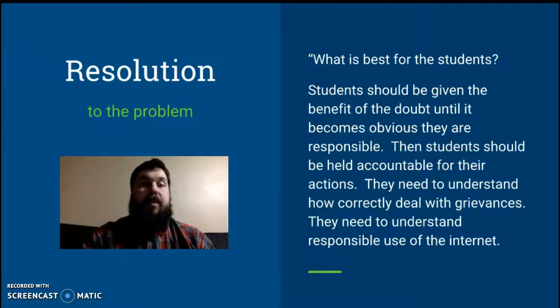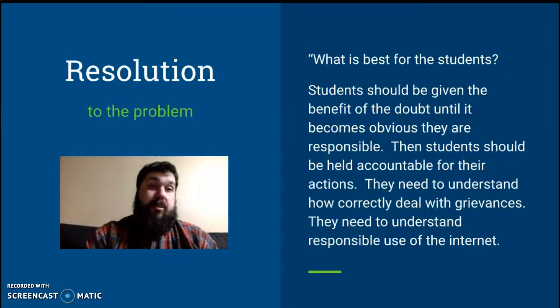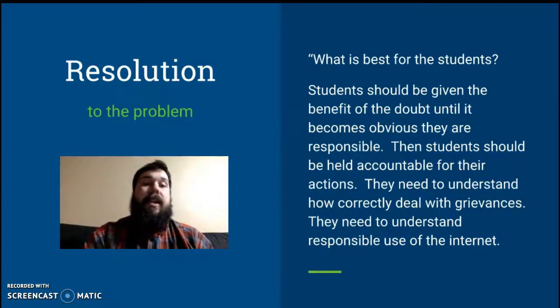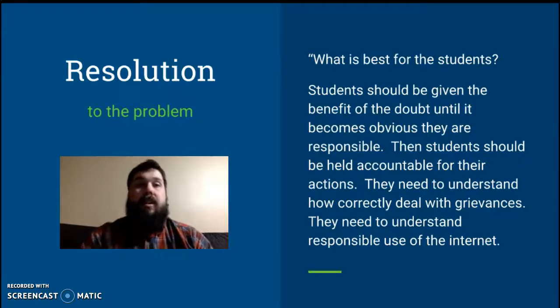Resolving the problem, we really have to look at what is best for the students. Students should be given the benefit of the doubt until it becomes obvious that they are responsible. Then, if the student is responsible, then they should be held accountable for their actions. They need to understand how to correctly deal with grievances or issues in the classroom, the avenues to take if they don't necessarily agree with the teacher or the way instruction is happening.